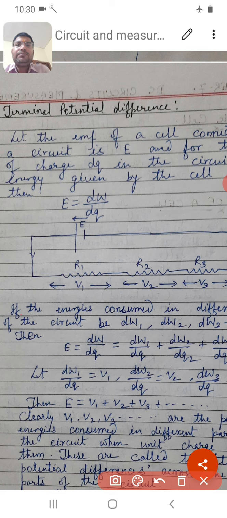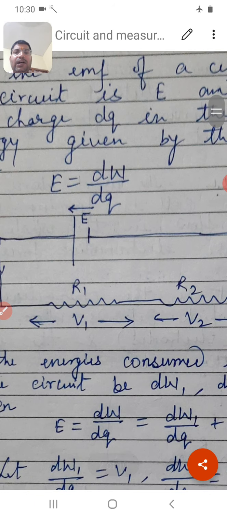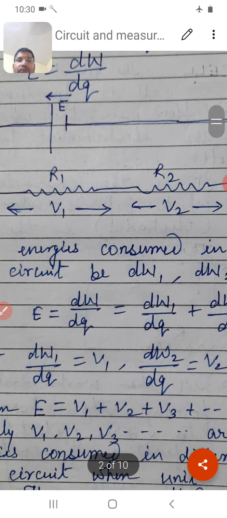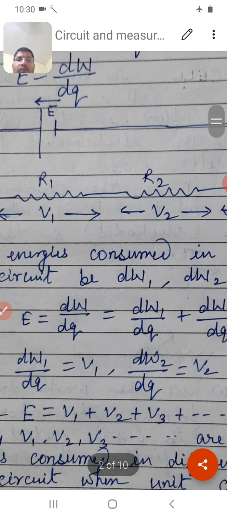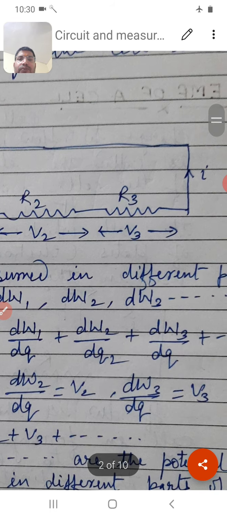Let us start. Let the EMF of cell be capital E. Then by the definition of EMF, E is equal to dW upon dQ. And if E is equal to dW upon dQ, then it can be written as dW1 upon dQ plus dW2 upon dQ plus dW3 upon dQ.